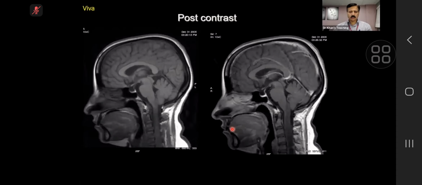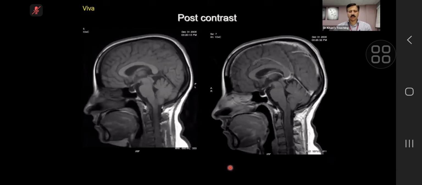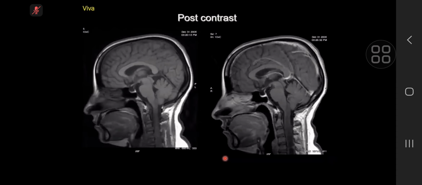Excellent. Anything else? I think the fat may enhance slightly as well because there are some blood vessels within them. I don't think so. You have the posterior pituitary bright spot, which is there normally anyway. So what happens to the anterior pituitary then? Sorry, that should enhance as well, I think.